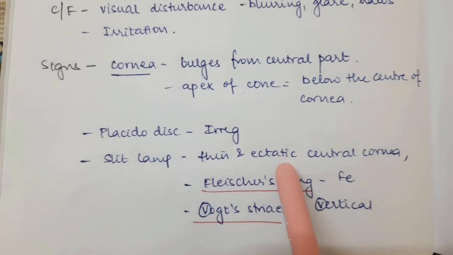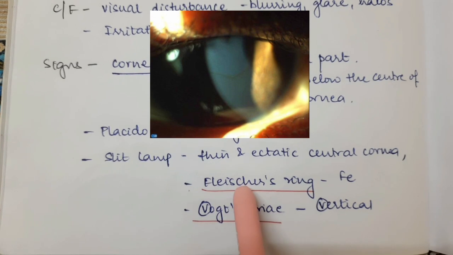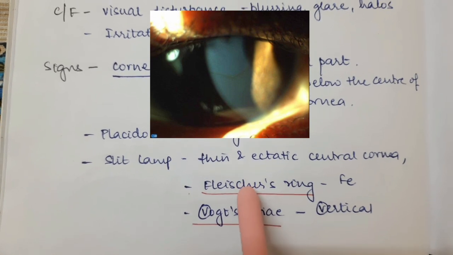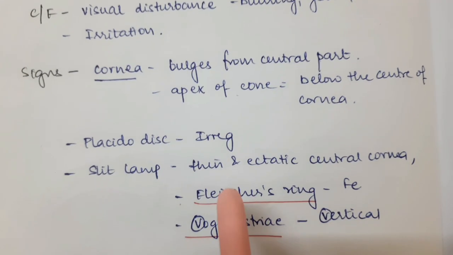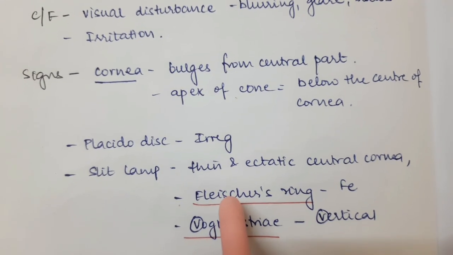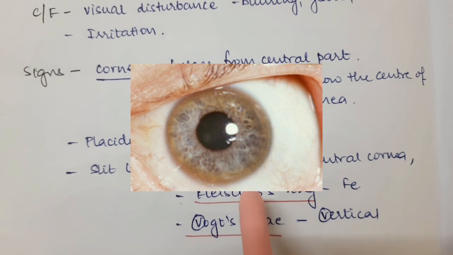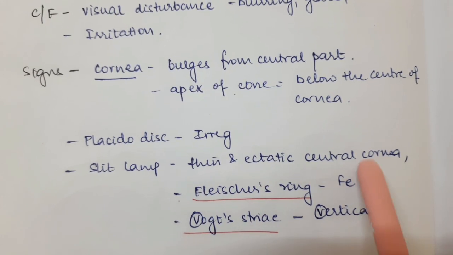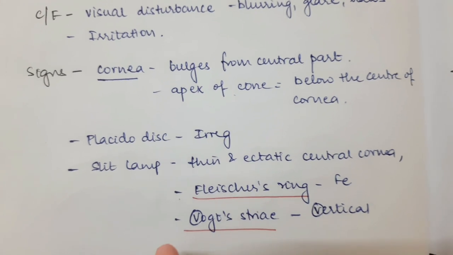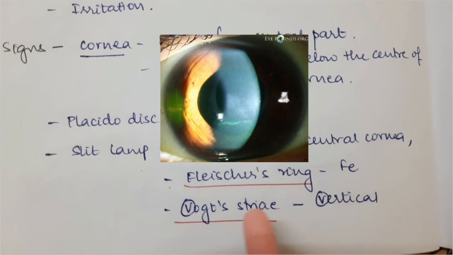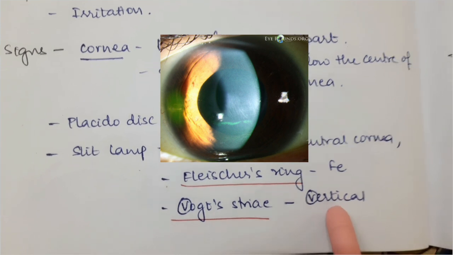There is a particular ring called Fleischer's ring, which is seen in keratoconus, and this is a ring where iron is deposited. This can be distinguished from Kaiser-Fleischer ring, which is seen in Wilson's disease, in which copper is deposited. In Fleischer's ring, we will see iron deposition. In Kaiser-Fleischer ring, we will see copper deposition. Then we have Voigt's striae, which are vertical lines seen in the stromal part of the cornea.